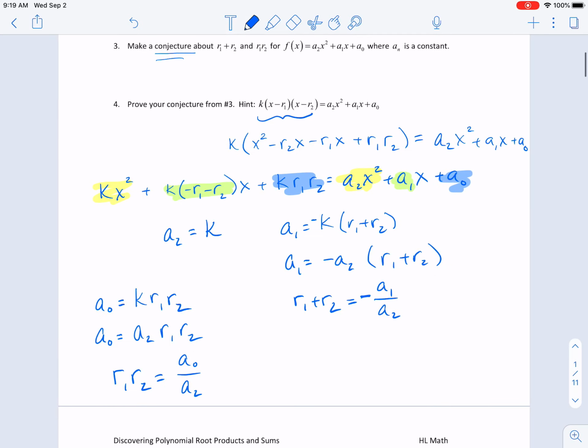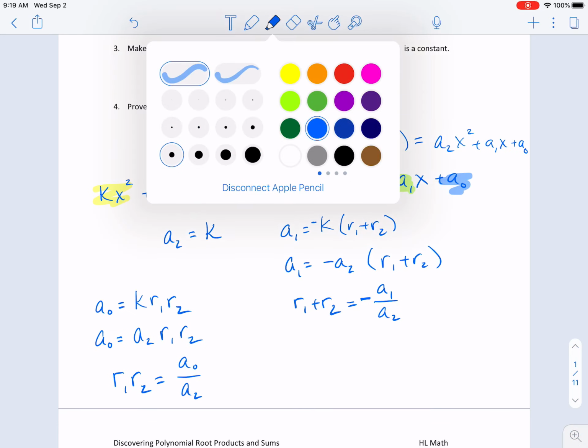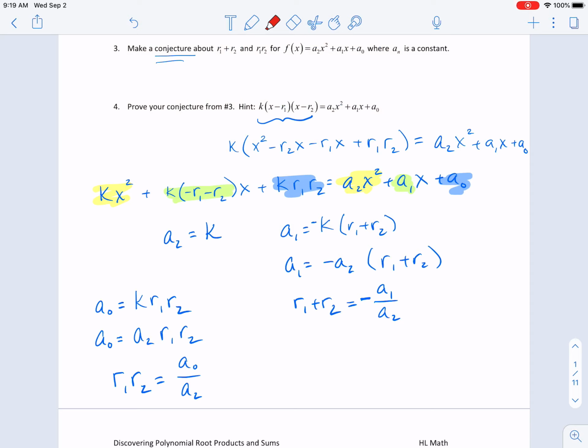Basically, here's what's happening. What we found is that the product of the roots is the constant divided by the leading coefficient. And what we also found is that the sum of the roots is equal to the negative of the middle term divided by the leading coefficient. Okay, and so that's what we're trying to prove on this first one.